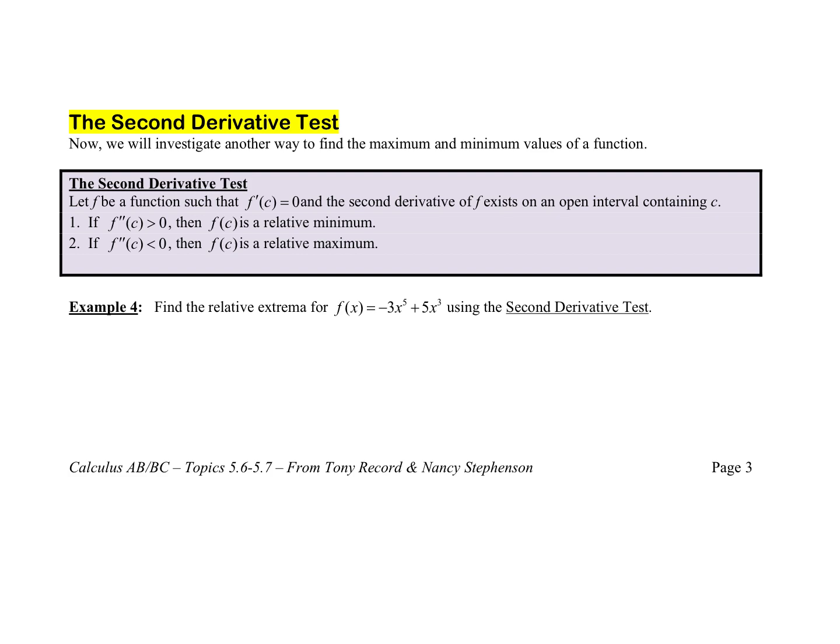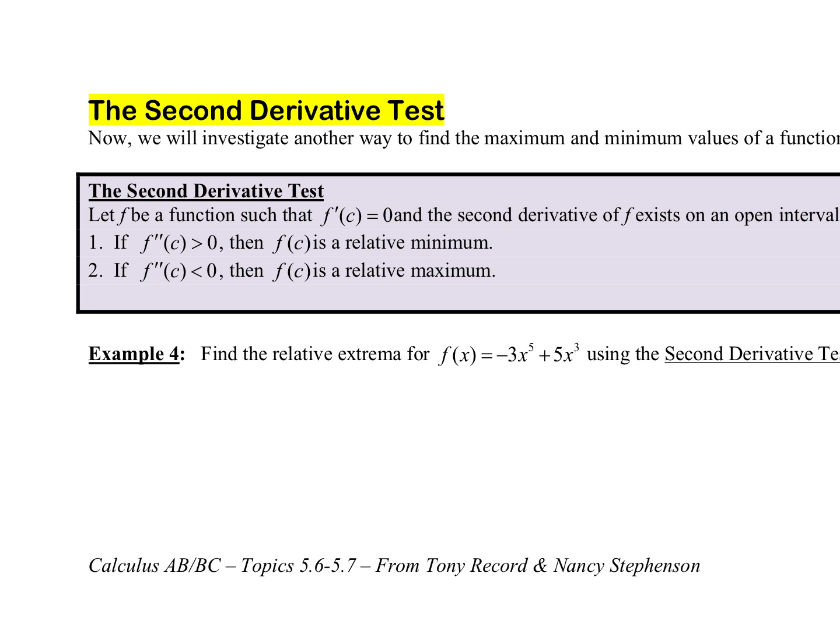Basically, you find when your first derivative is equal to 0, and then you test those points in your second derivative. Notice this one is your first derivative. You plug into your second derivative the value of c that you found, and if it is greater than 0, we have a relative minimum, and if it is less than 0, we have a relative maximum.